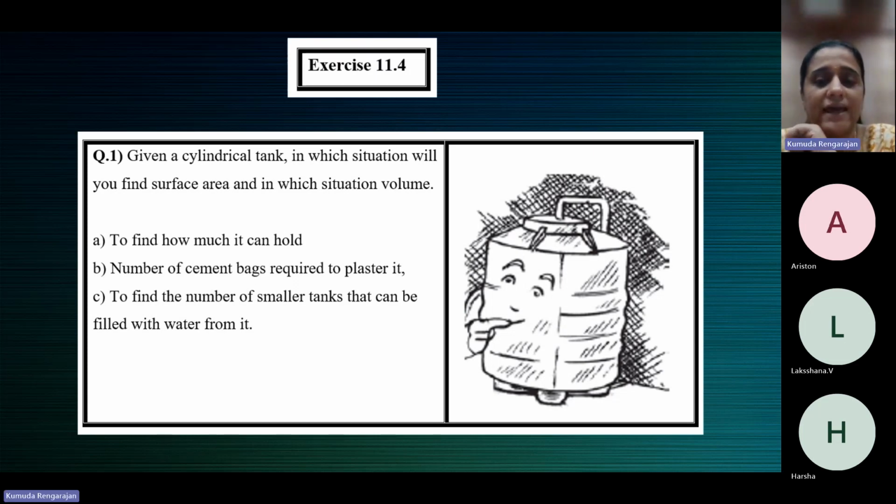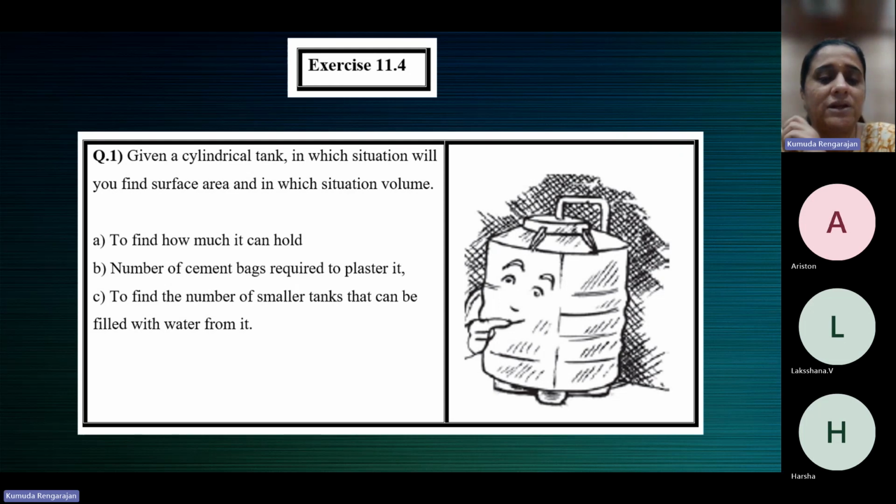So given a cylindrical tank, in which situation will you find surface area, and in which situation volume? When will you find the surface area? When will you calculate the volume? They've given you the situations. The first situation: if you have to find how much it can hold, will you find volume or area? Volume, correct. If you have to pour something into the container, then it is volume. So to find out how much it can hold is volume.